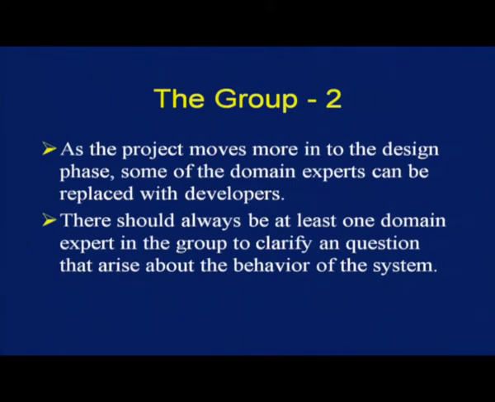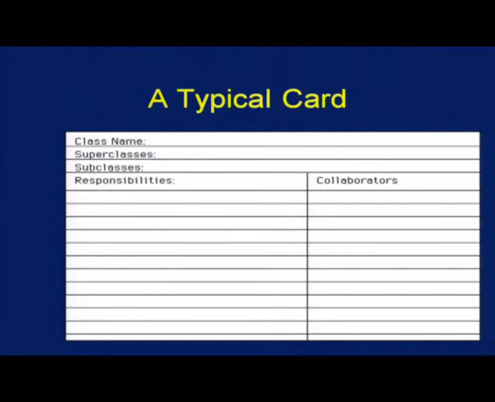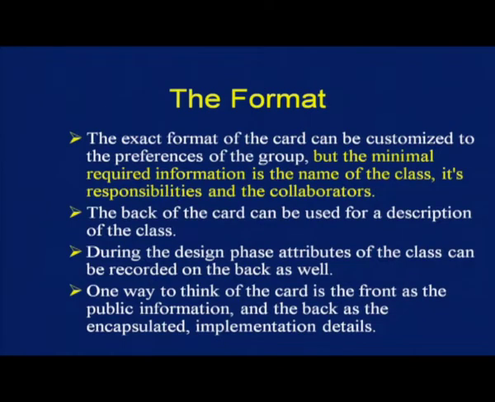It is a good start to understand, get a map of the classes, responsibilities and collaborations, but then it is very limited. So, a typical card is like that. You should know how to read the card, pass the card, get it ticked whether it has been done or not, and gradually the design emerges. The exact format of the card can be customized to the preferences of the group, but the minimal required information is the name of the class, its responsibilities and collaborators. The back of the card can be used for a description of the class. During the design phase, attributes of the class can be recorded on the back as well. One way to think of the card is the front as the public information, back as an encapsulated implementation details.